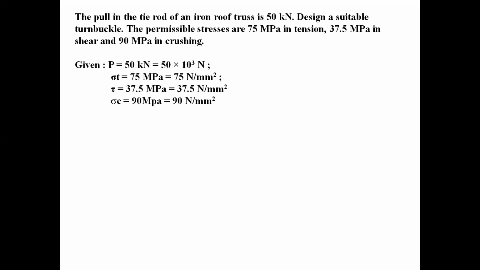When we go for the design of a turnbuckle, let us consider one problem statement so that we can simultaneously find the dimensions and understand the design process. The pull on a tie rod of an iron roof truss is 50 kilonewton, design a suitable turnbuckle. The iron roof truss is subjected to tensile loading of 50 kilonewton, and the permissible stresses are 75 megapascal in tension, 37.5 megapascal in shear and 90 megapascal in crushing. This is the given data.